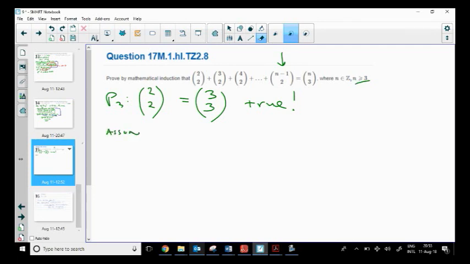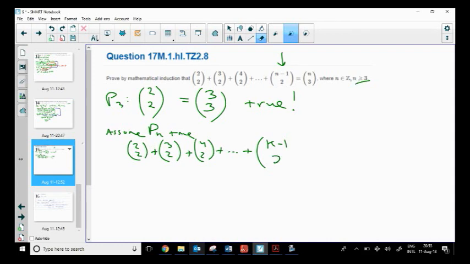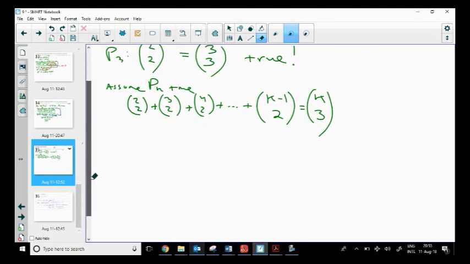And we're going to assume p sub k is true. P sub k says 2 choose 2 plus 3 choose 2 plus 4 choose 2 plus ... up to k minus 1 choose 2 is equal to k choose 3. Let's say something about k plus 1 then?